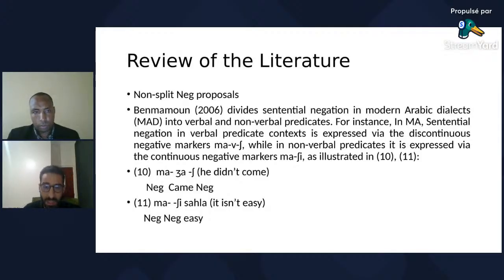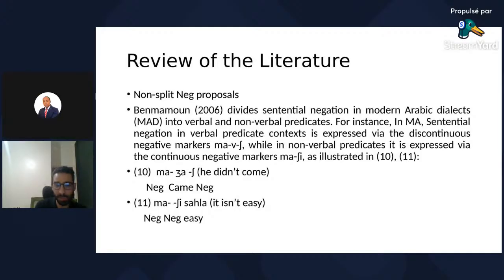For instance, in Moroccan Arabic, sentential negation in a verbal predicate context is expressed via the discontinuous negative markers, like there is ma, verb, sh, okay? While in a non-verbal predicate, it is expressed only with this continuous negative marker, which means there is no verb, mesh, okay? As illustrated in 10 and 11. Like majash, this is discontinuous, and mashi sahla, this is continuous.